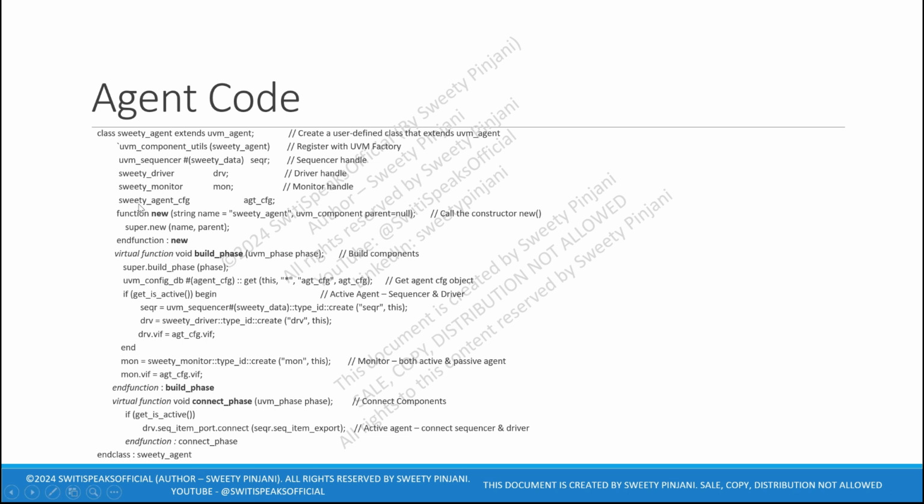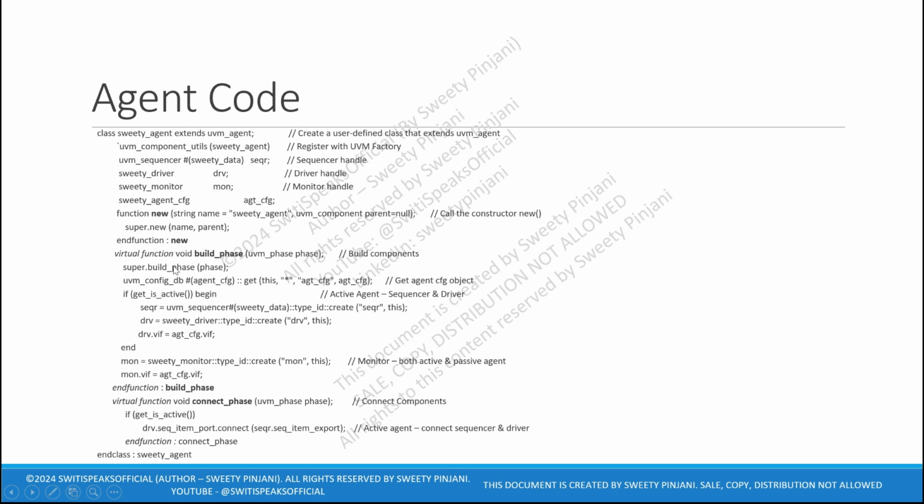Your agent configuration object is Sweetie agent config and you are creating an instance of your configuration object, which is agent config. Then you are calling the constructor new. Since your agent is a component, new will take two arguments. One is name and one is the component. Name is Sweetie agent. And then in the new, you will call the super.new, which will call the new method of your UVM agent. Then you have the build phase.